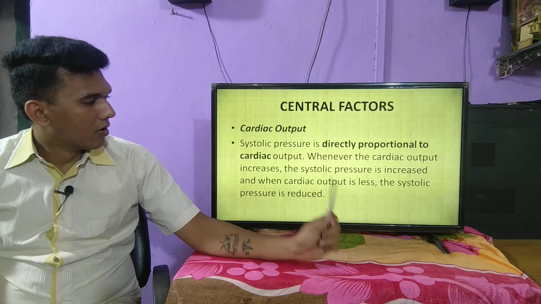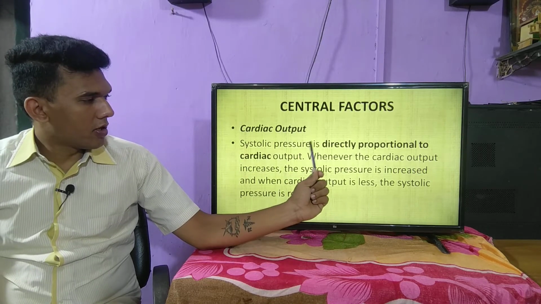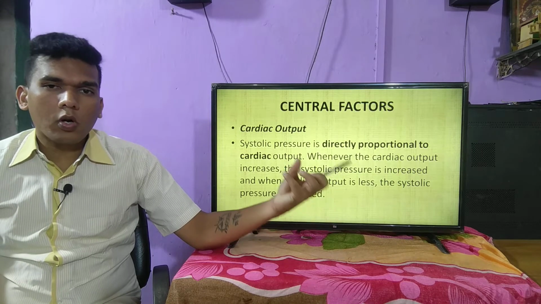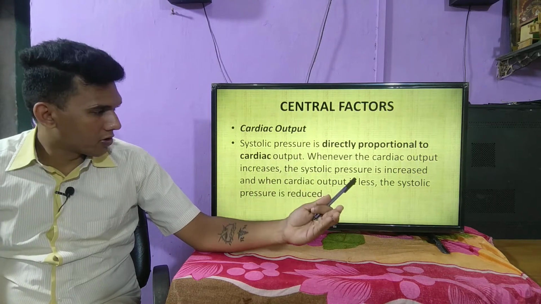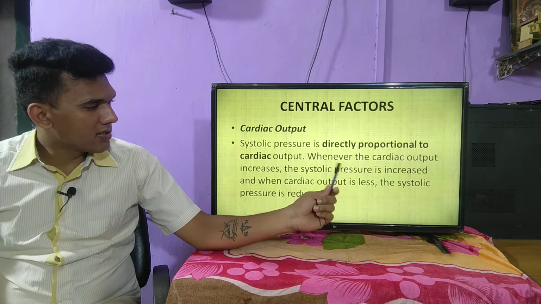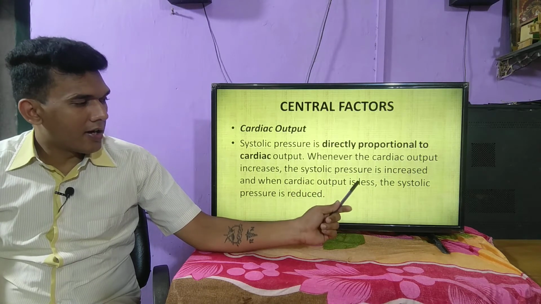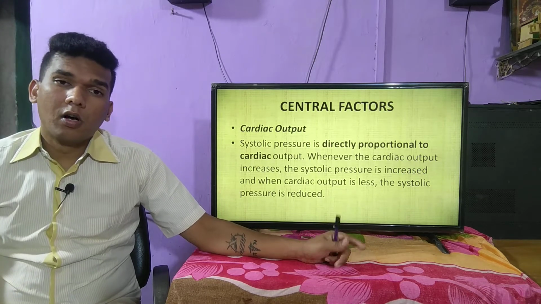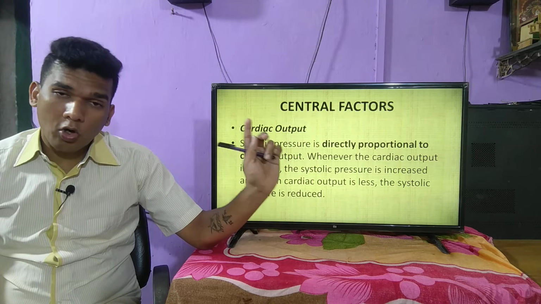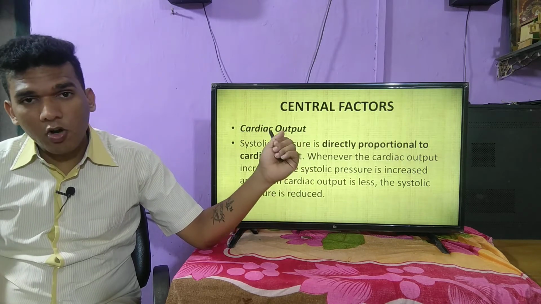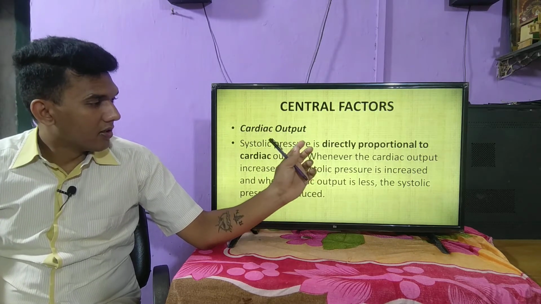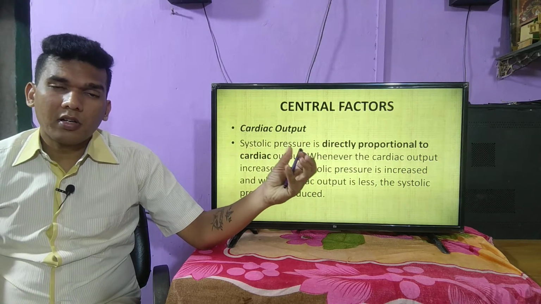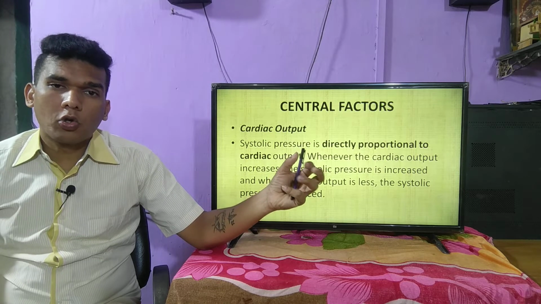So central factor, cardiac output. Systolic pressure is directly proportional to the cardiac output. When there is more cardiac output, there is more systolic pressure. Whenever the cardiac output increases, the systolic pressure is increased, and when cardiac output is less, the systolic pressure is reduced. Why? Because in the definition of the systolic blood pressure, early in this lecture, we have seen that systolic blood pressure is the pressure in the artery during the systole of the heart.